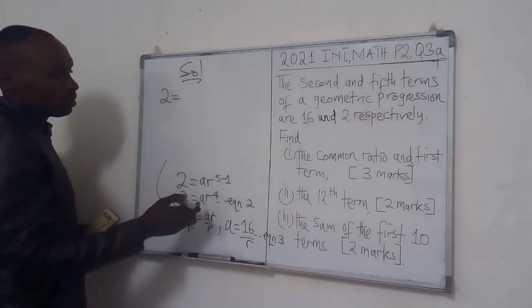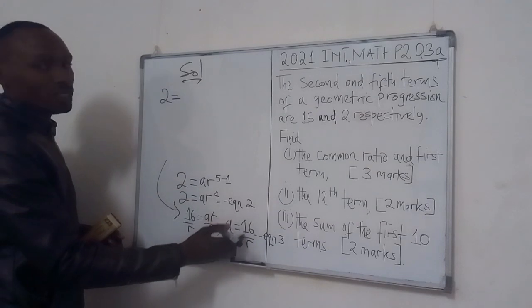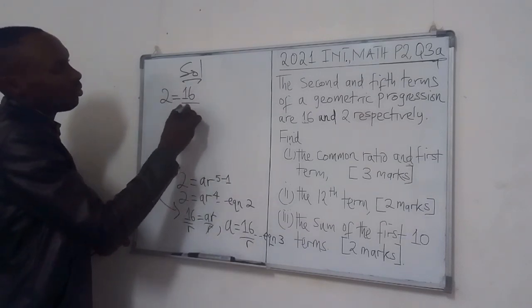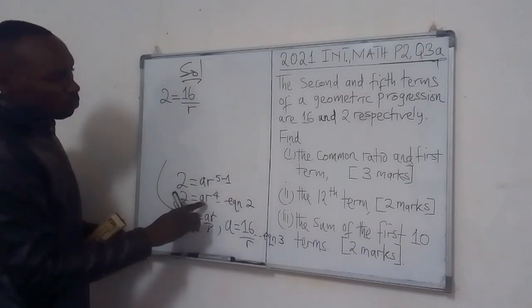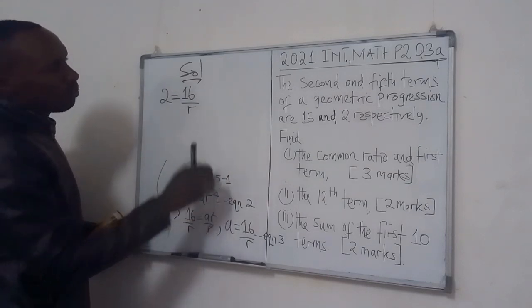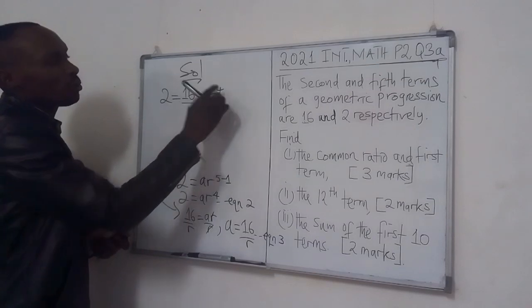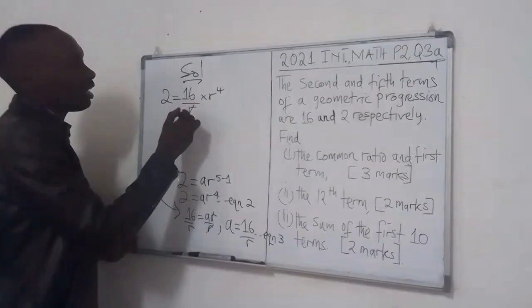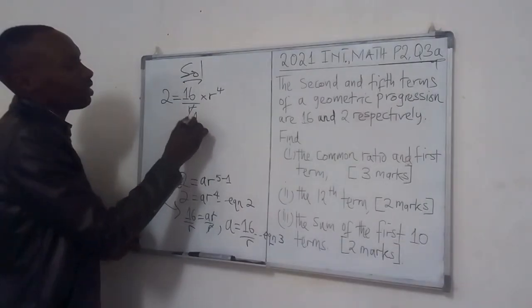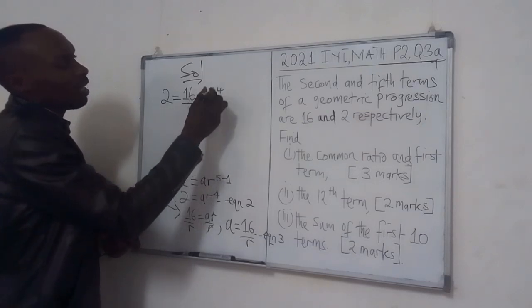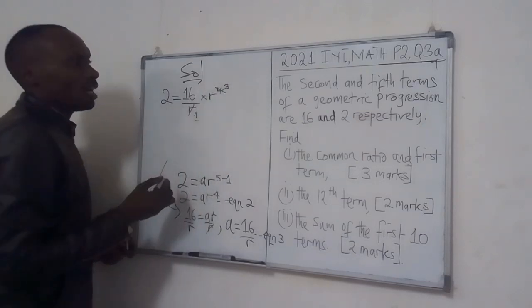Then, substituting equation 3 into equation 2, this is going to give us the following. 2 equal to, on a, we're going to put 16 over r, and this is going to multiply with r to the power 4. Now r and r to the power 4 can simplify. So r over r is 1, and r to the power 4 divided by r will just give us r to the power 3.